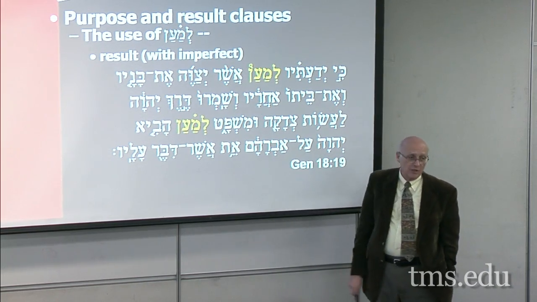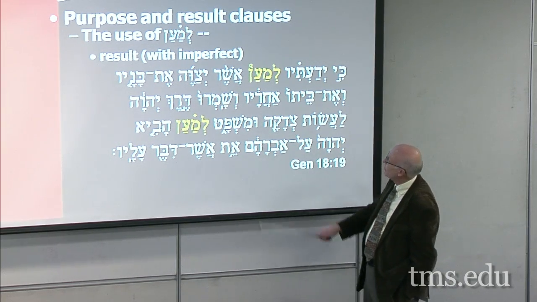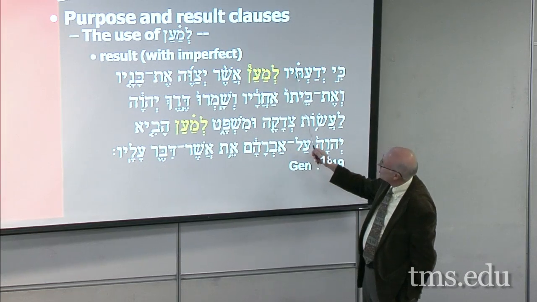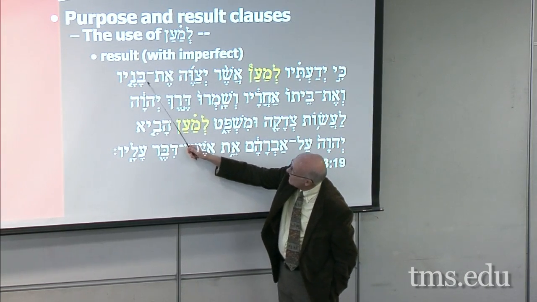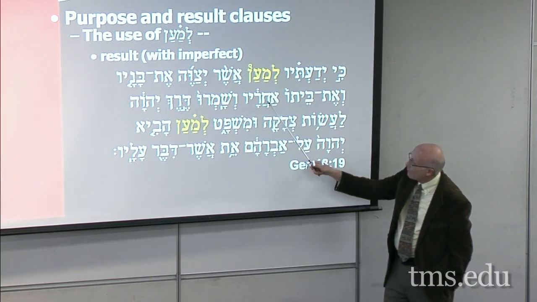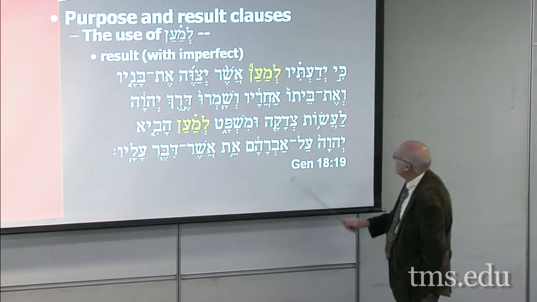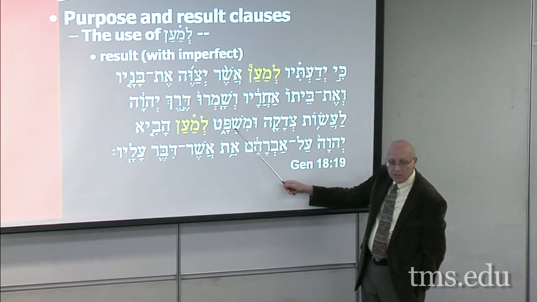If the asher isn't here, you better look very carefully at the context. But when the asher is here, that's going to be result. With the result that, because I knew him or I chose him, with the result that he might command his children and his household after him, and they might keep the way of Yahweh to do righteousness and justice.